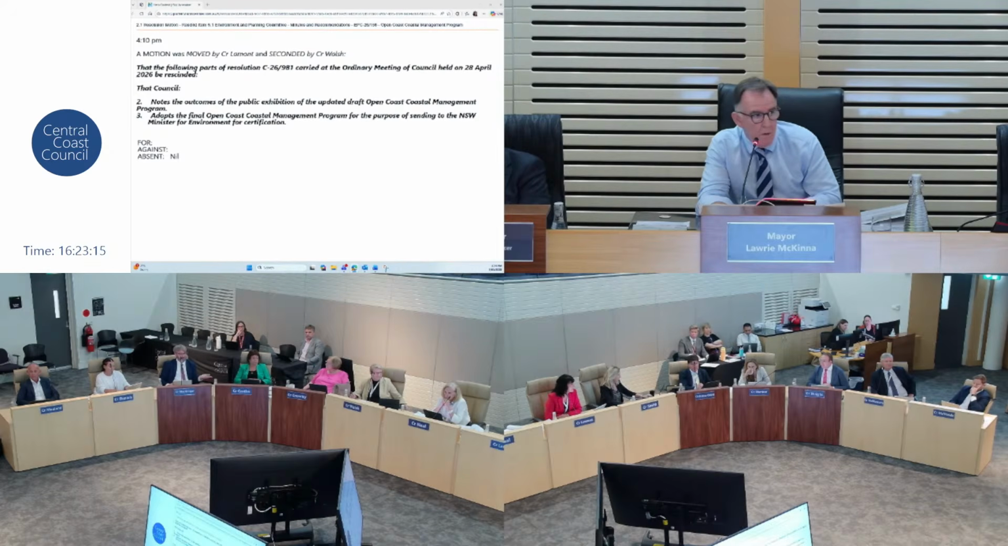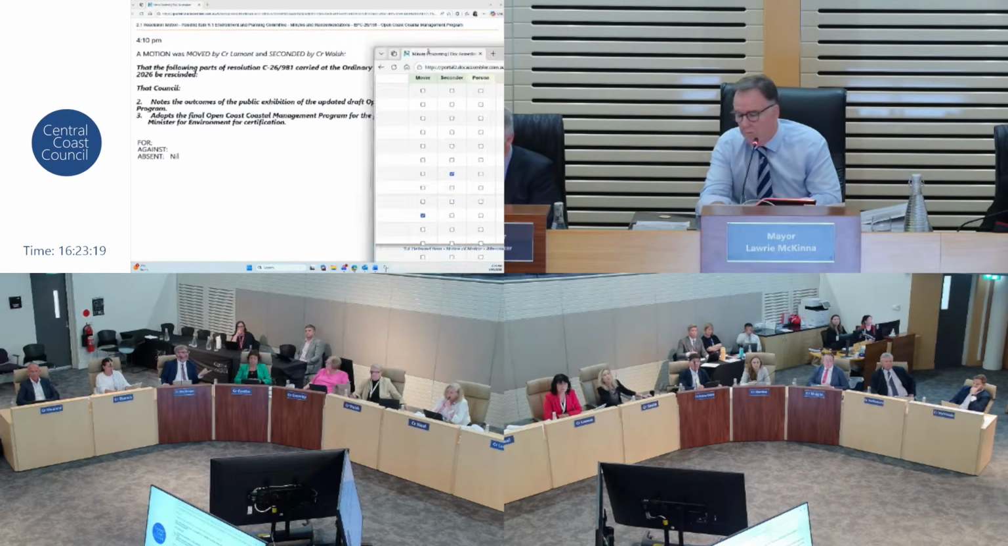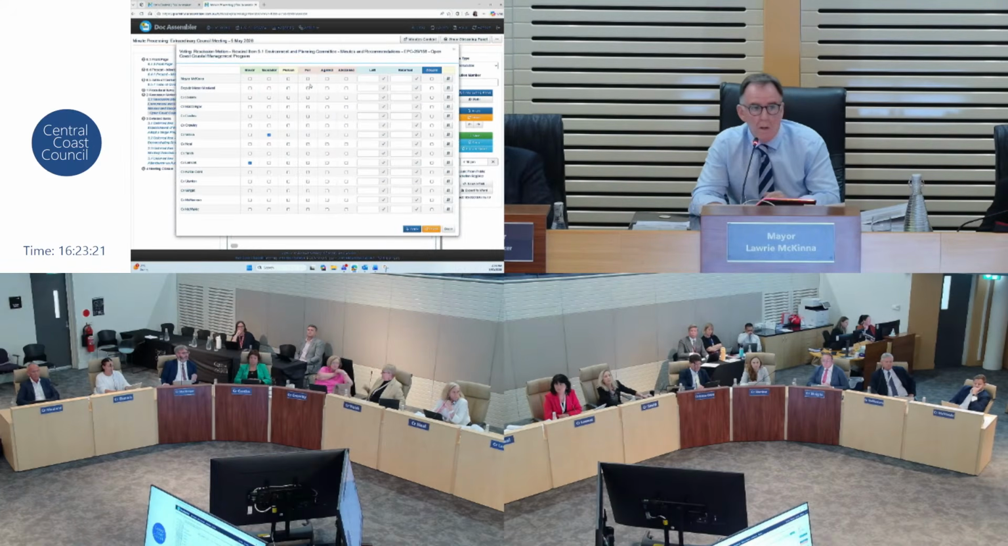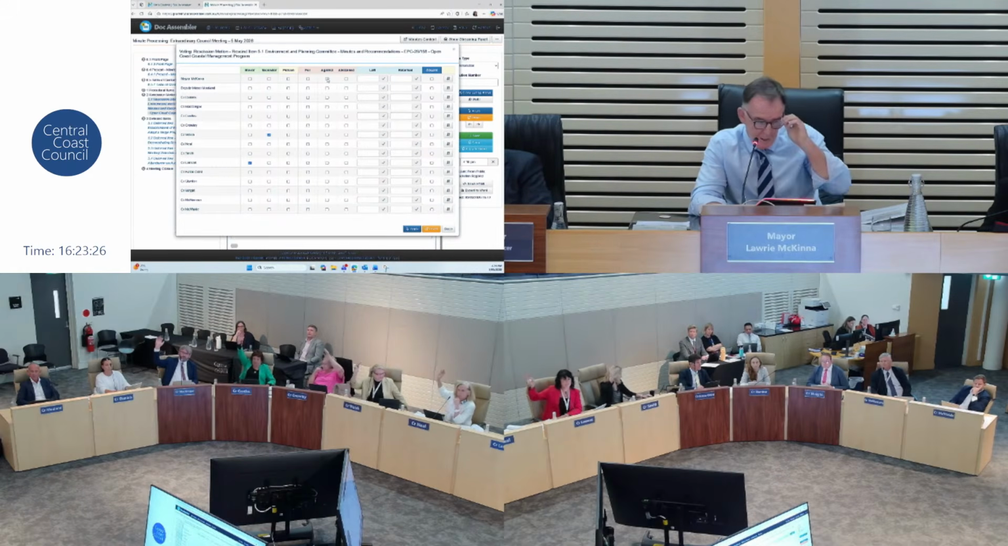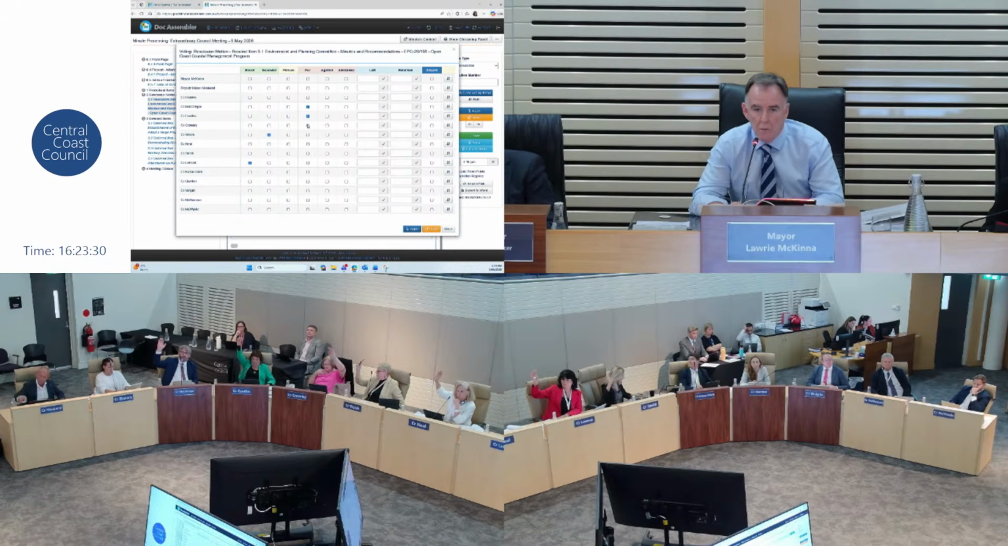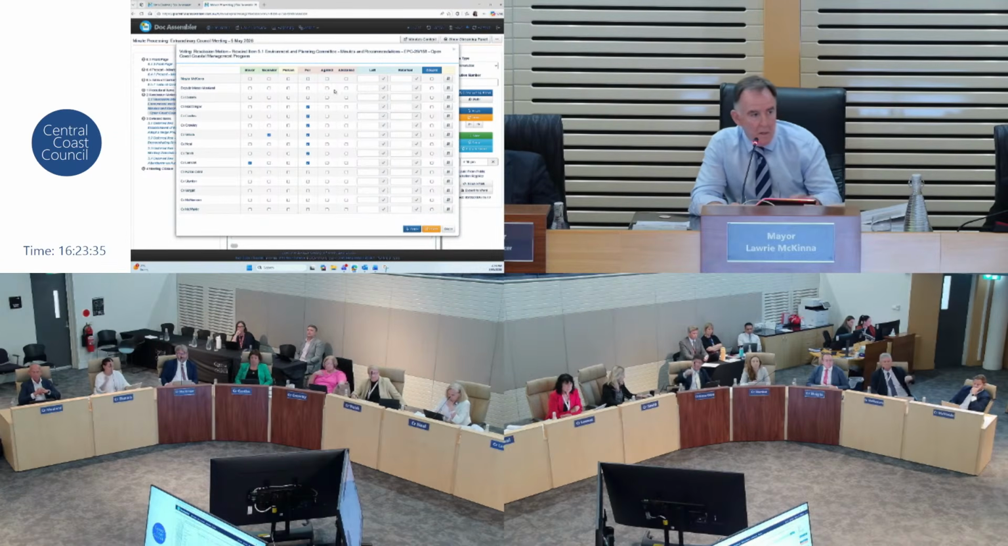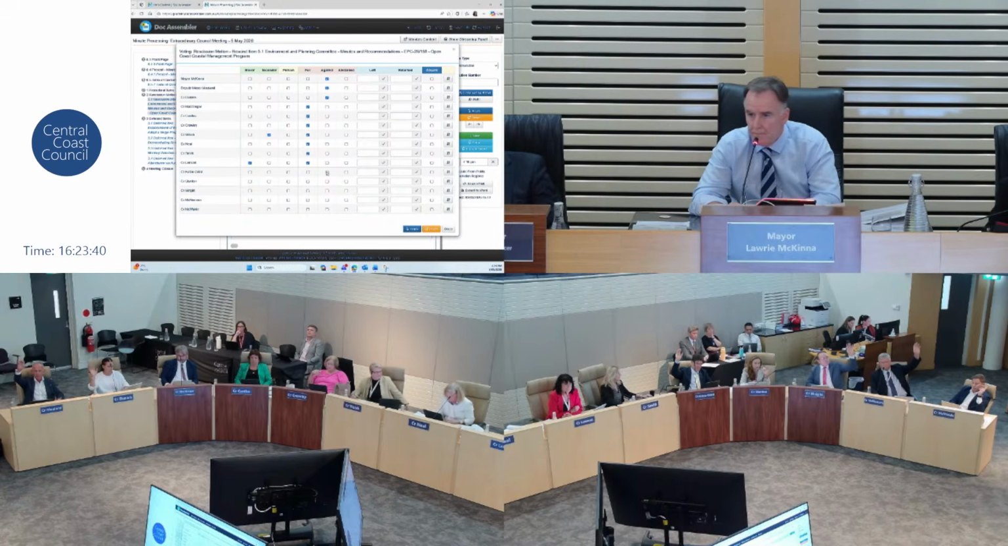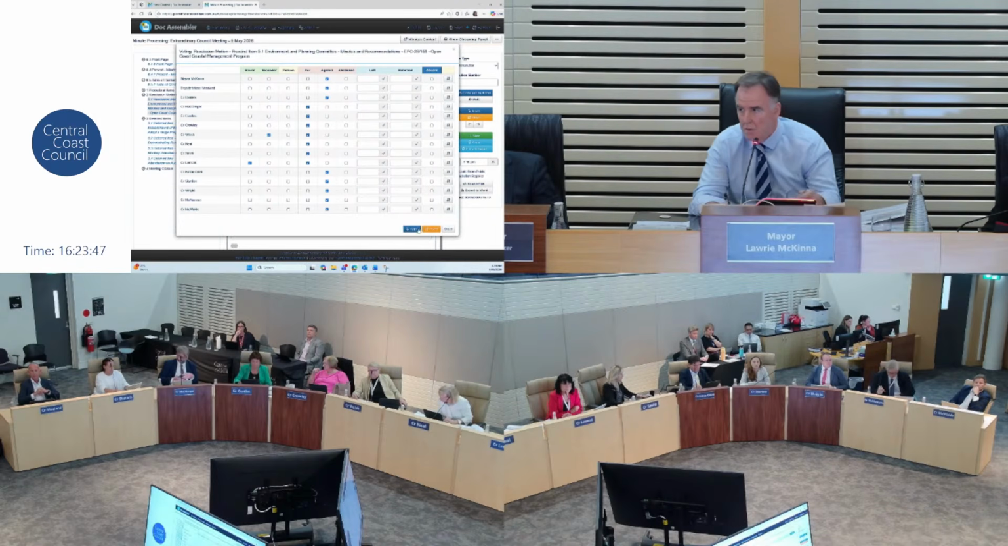Put the amendment. All those in favour of the amendment? Of the motion, sorry, the rescission motion. All those in favour: Councillor McGregor, Councillor Castles, Councillor Crowley, Councillor Walsh, Councillor Neal, Councillor Lamont, Councillor Smith. Against: Councillor McKenna, Councillor Mulland, Councillor Daniels, Councillor Eaton, Councillor Stanton, Councillor Wright, Councillor McNamara, Councillor McQuaid. The rescission motion is lost.